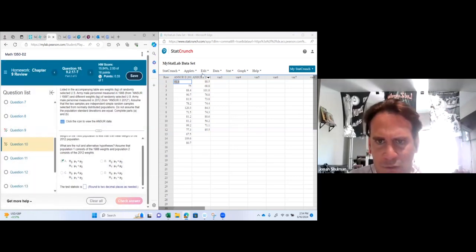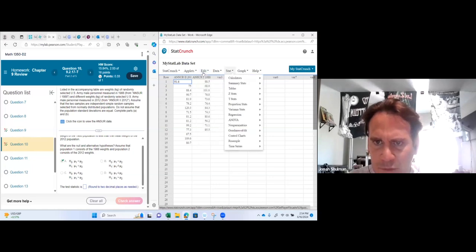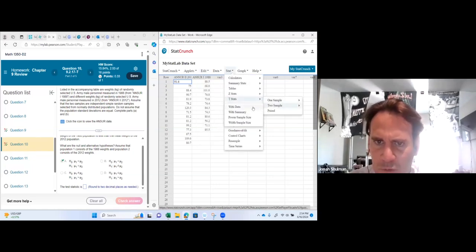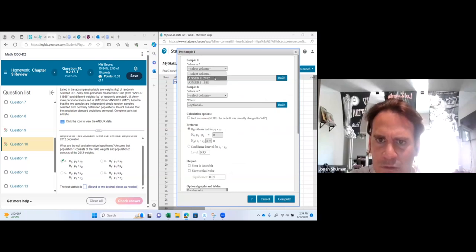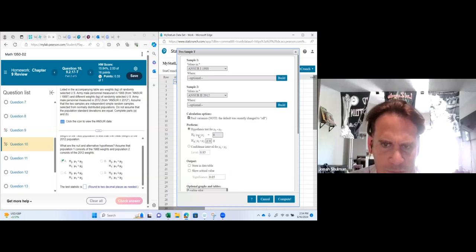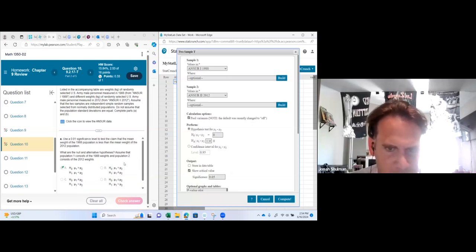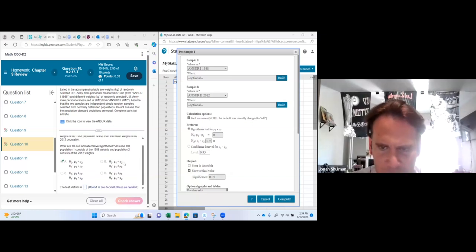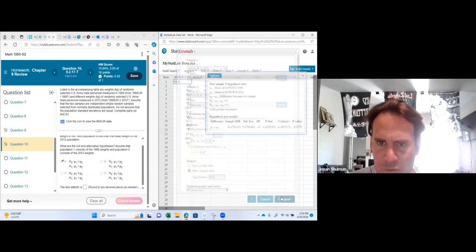The test statistic is what? So edit, statistic, t-statistic, two sample with data. There's the first one, there's the second one. And we're going to pool the variances. We're going to say that the first one is equal, the second one's going to be less than 0. And our critical value is going to be what? 0.01 significance level. Cool. Compute.